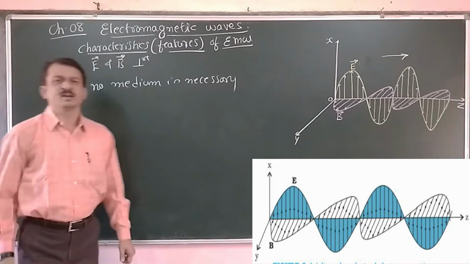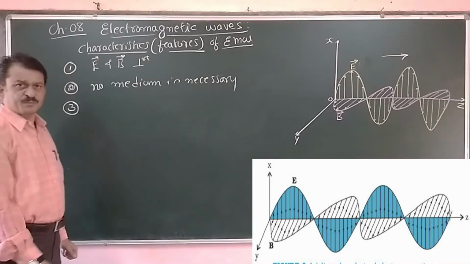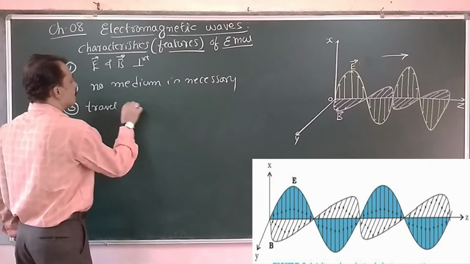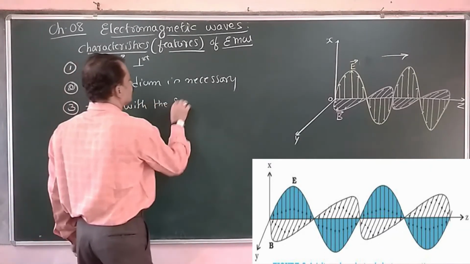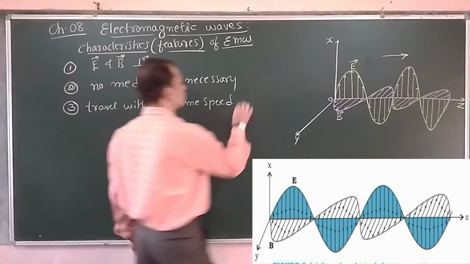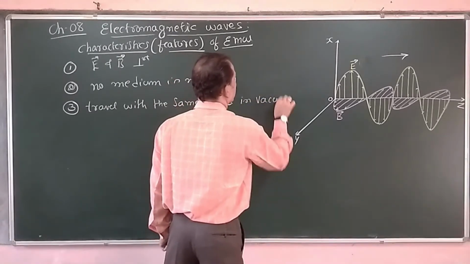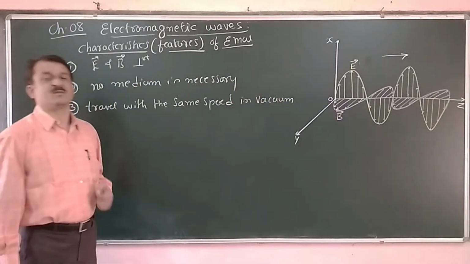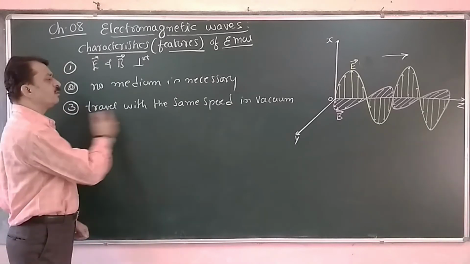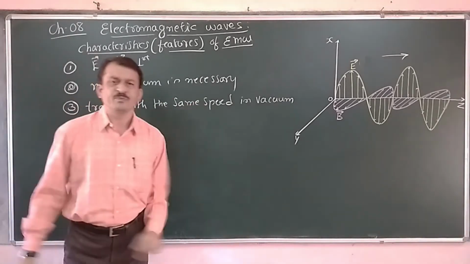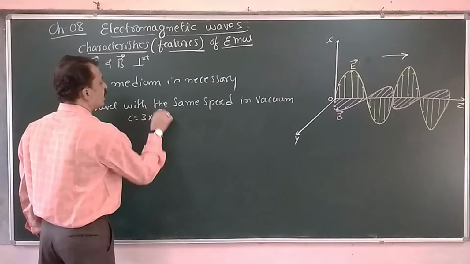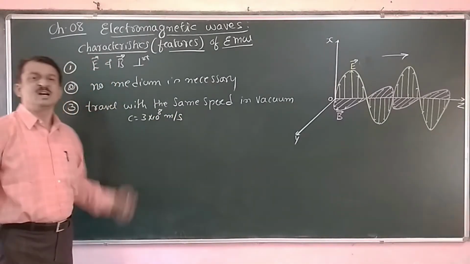Now the third property: all the electromagnetic waves travel with the same speed in air or vacuum. In vacuum, that is the speed of light. All the electromagnetic waves, irrespective of their wavelength or frequency, are traveling with the same speed in vacuum or free space. That speed is 3 into 10 to the power of 8 meters per second, that is the speed of light.